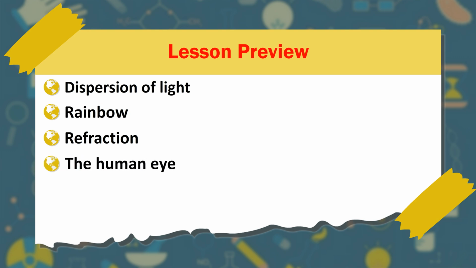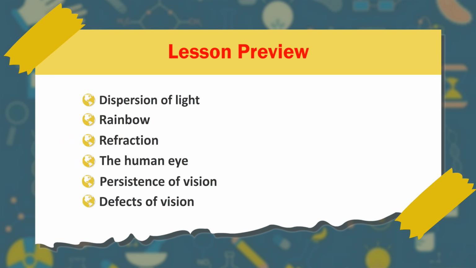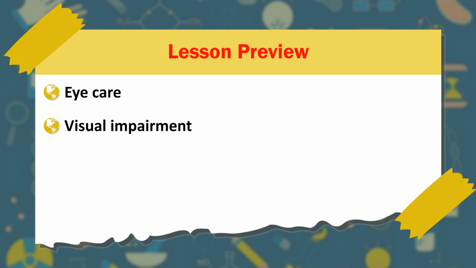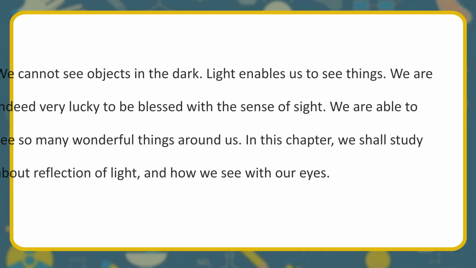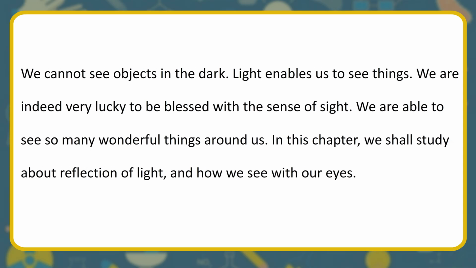The human eye. Persistence of vision. Defects of vision. Eye care. Visual impairment. Some animal facts. We cannot see objects in the dark. Light enables us to see things.